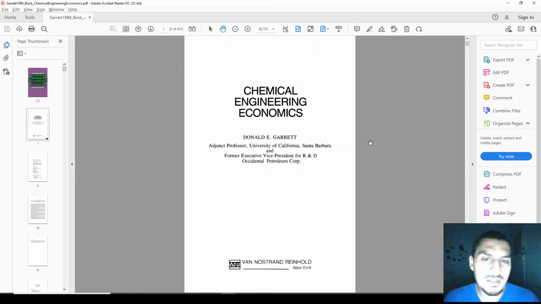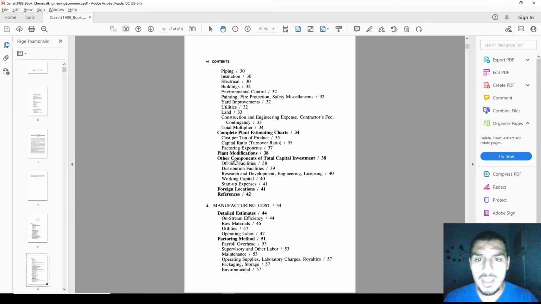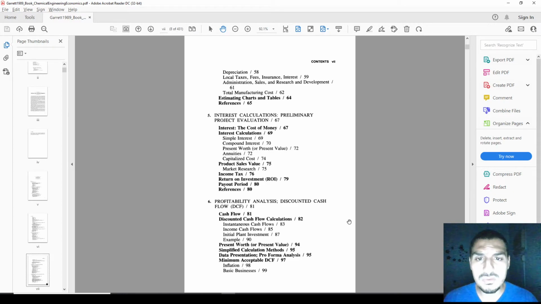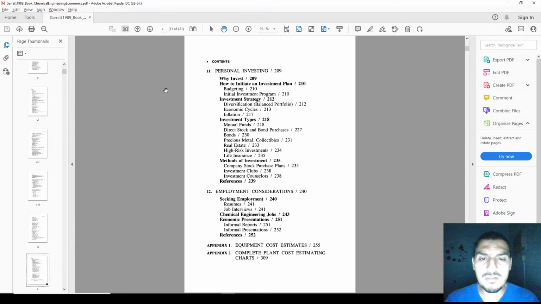So this is an economics textbook, and it covers a lot of economics topics like equipment cost estimation, and this is the topic that we're interested in in this video. There are also other things here like manufacturing costs, interest calculation, profitability analysis, and many more. The textbook is 400 and something pages, and the main text is only 252 pages, and the rest, which is 1/3 of the textbook, is appendices.